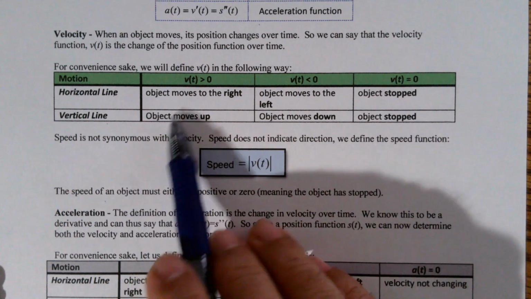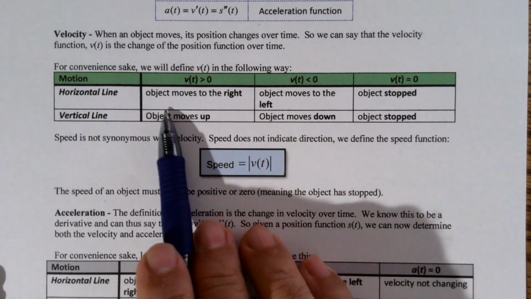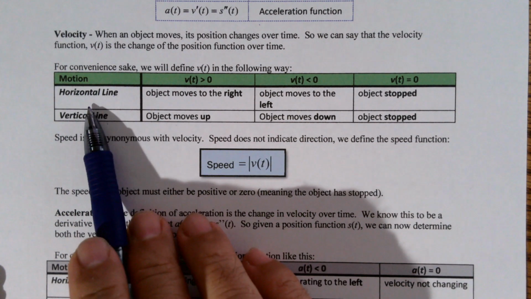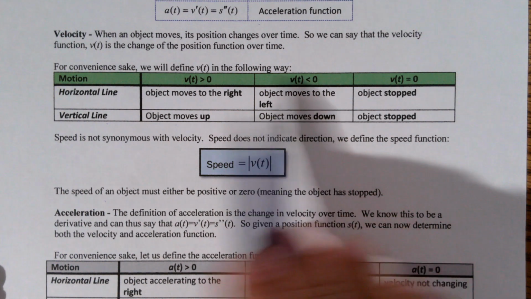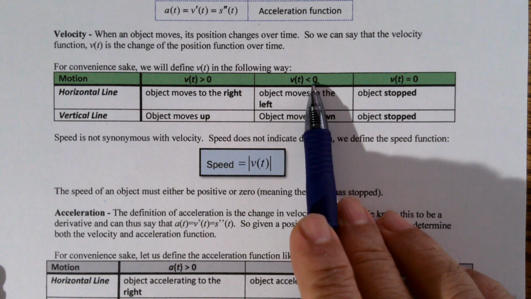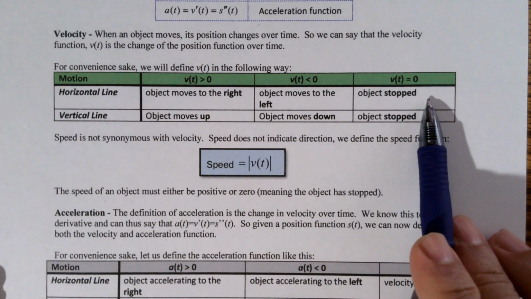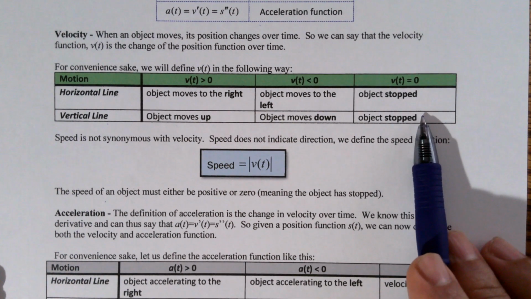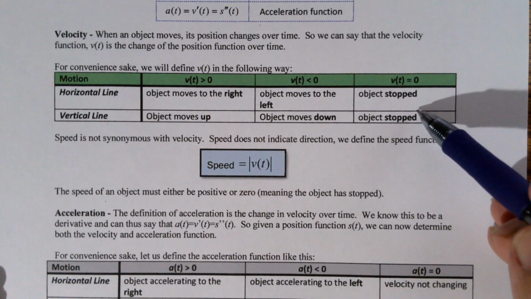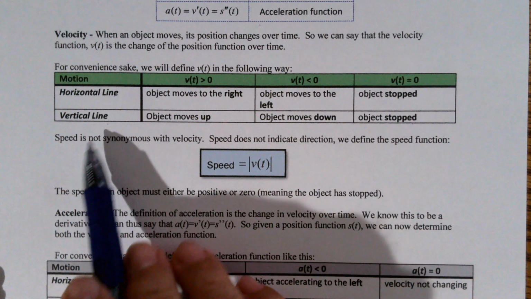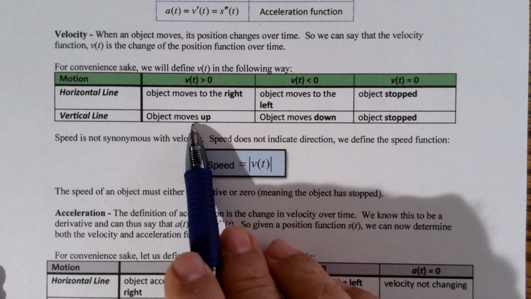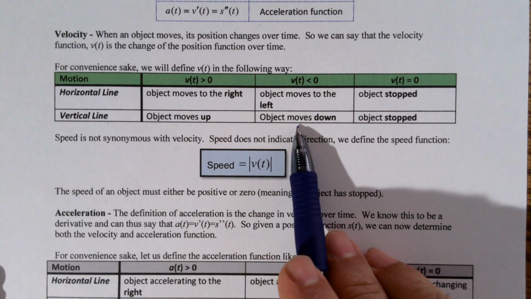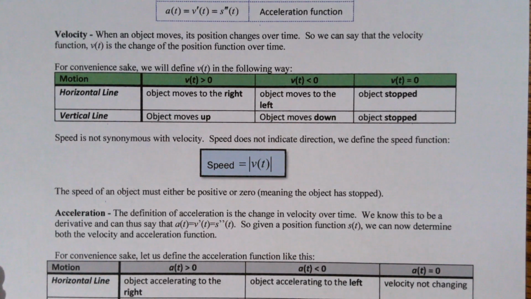But basically speaking, when the velocity is positive, it's moving to the right on a horizontal line. If the derivative is less than zero, it's moving to the left on a horizontal line. If the derivative is zero in either case, the object has stopped. Makes sense. When the velocity is zero, the object has stopped. If I'm on a vertical line and the velocity is positive, it's going upwards. If the velocity is negative and it's on a vertical line, it's moving downward.